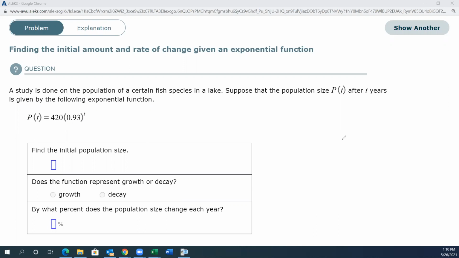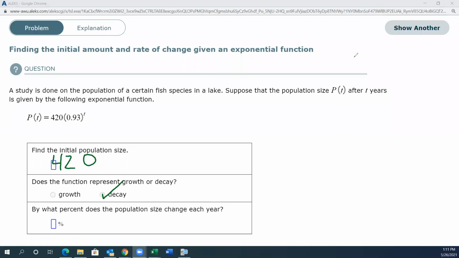You always end up with 93% of what you had after a year. That's the same thing as losing 7%. Therefore, this would be an example of decay, as in things are going down. Now, if the base of the exponent had been greater than 1, that would mean that things are going up and it would have been growth, but it wasn't. Now, the initial population size, you could plug 0 in for t, say what's going on in year 0, but we already know the number out front that's not being raised to a power, that's always the initial population, or the initial amount. So by what percent does the population size change each year?